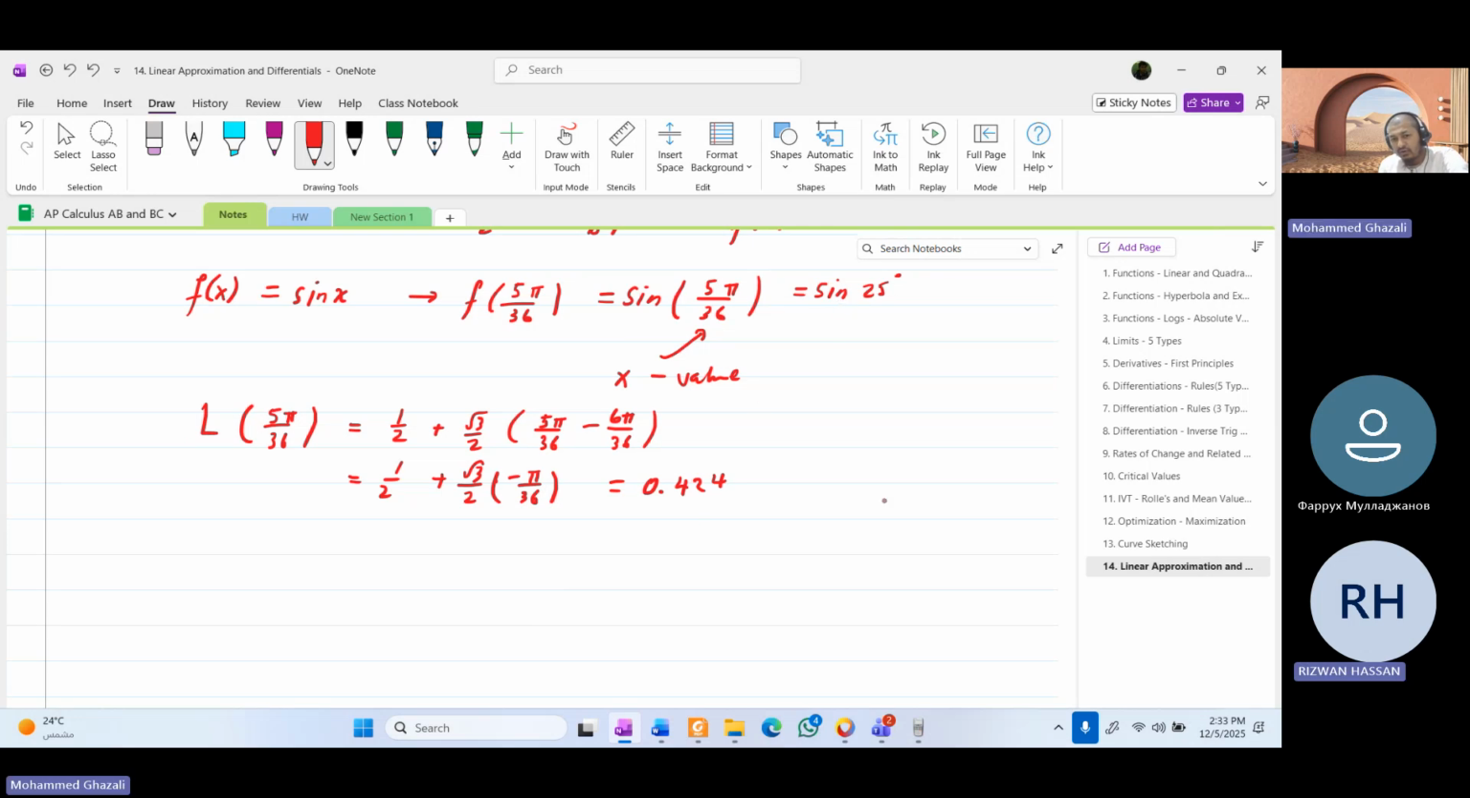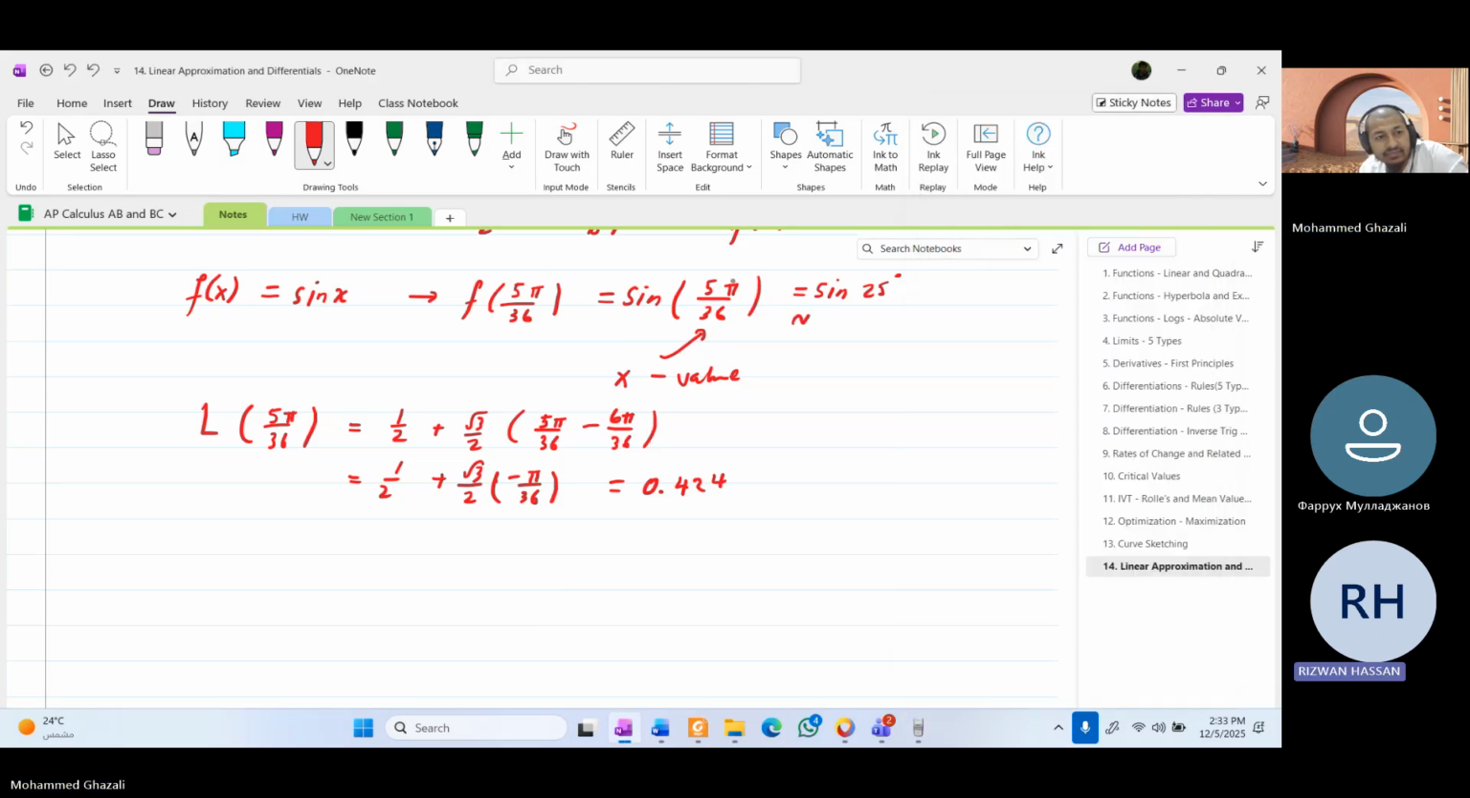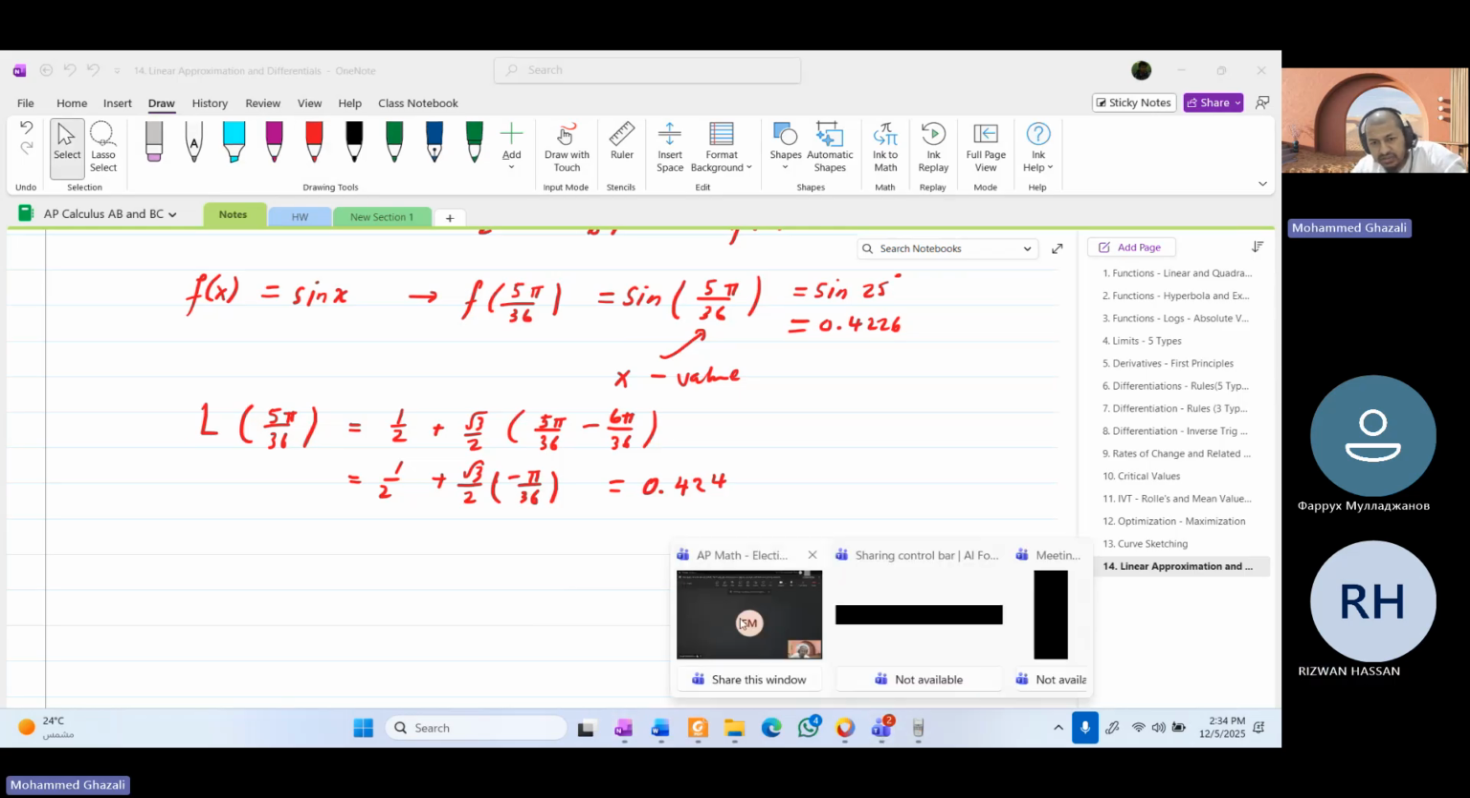And then what is sine of 25? I'm going to change my calculator to degree mode and put sine 25. 0.4226. Very close. Wow. That's the power of linear approximation and differentials. It squeezes the answer very close to your actual answer. You won't find very big percentage deviations. Now let me end off the session, then I'll take some questions.